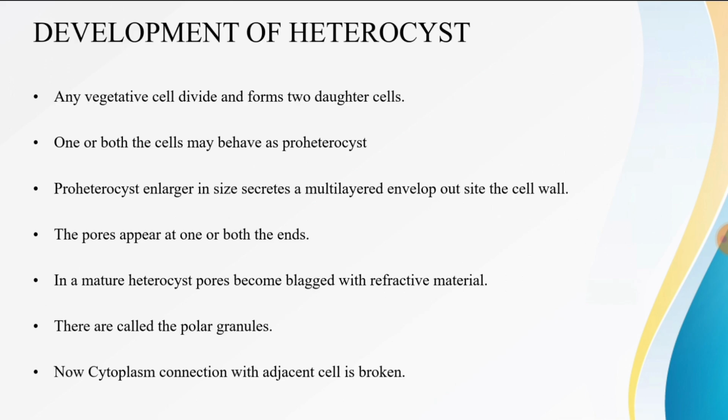Development of heterocyst. Any vegetative cell divides and forms two daughter cells. One or both of the cells may become a proheterocyst. The proheterocyst enlarges in size and secretes a multilayer envelope outside its cell wall. Pores appear at one or both ends. In this manner, the heterocyst pores become blocked with refractive material. They are called the polar granules. Now cytoplasmic connections with adjacent cells are broken.